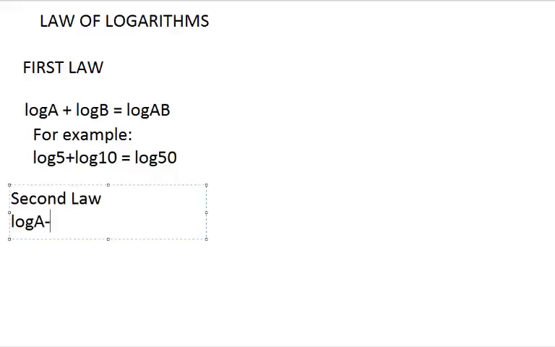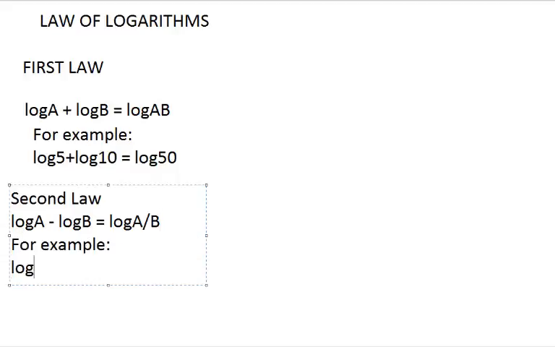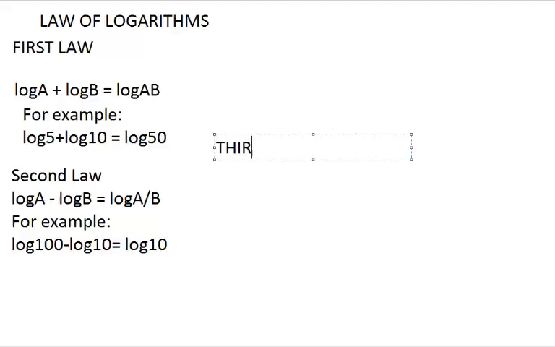Now, the second law is similar but in division. Logarithm of a minus logarithm of b is equal to logarithm of a divided by b. So now, for example, logarithm of 100 minus logarithm of 10 is equal to logarithm of 10.